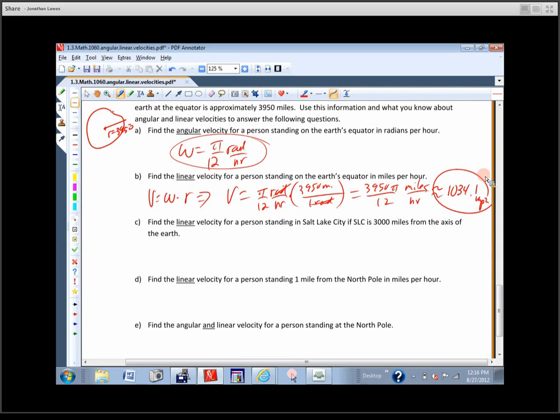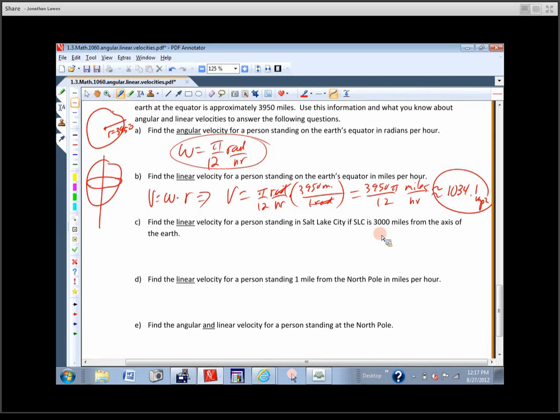Now, let's look at the Earth from the side. So here's the equator. If you're right here on the equator, you're going over 1,000 miles per hour. If you're up here where Salt Lake City is, we're about 40 degrees north latitude, so we're about right here. And the Earth's axis is right here. So if this is 3950, this is a little bit less. It's actually about 3,000 miles. So if a bug at the equator is going 1,000 miles per hour, how fast is a bug in Salt Lake City going to be going?